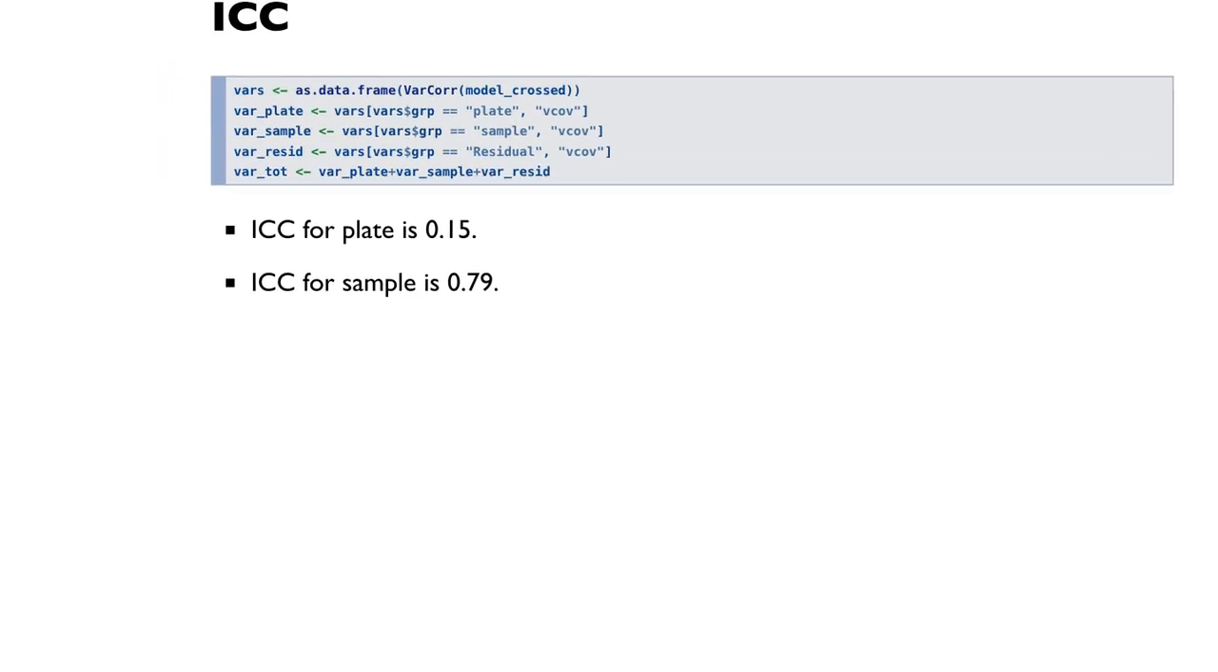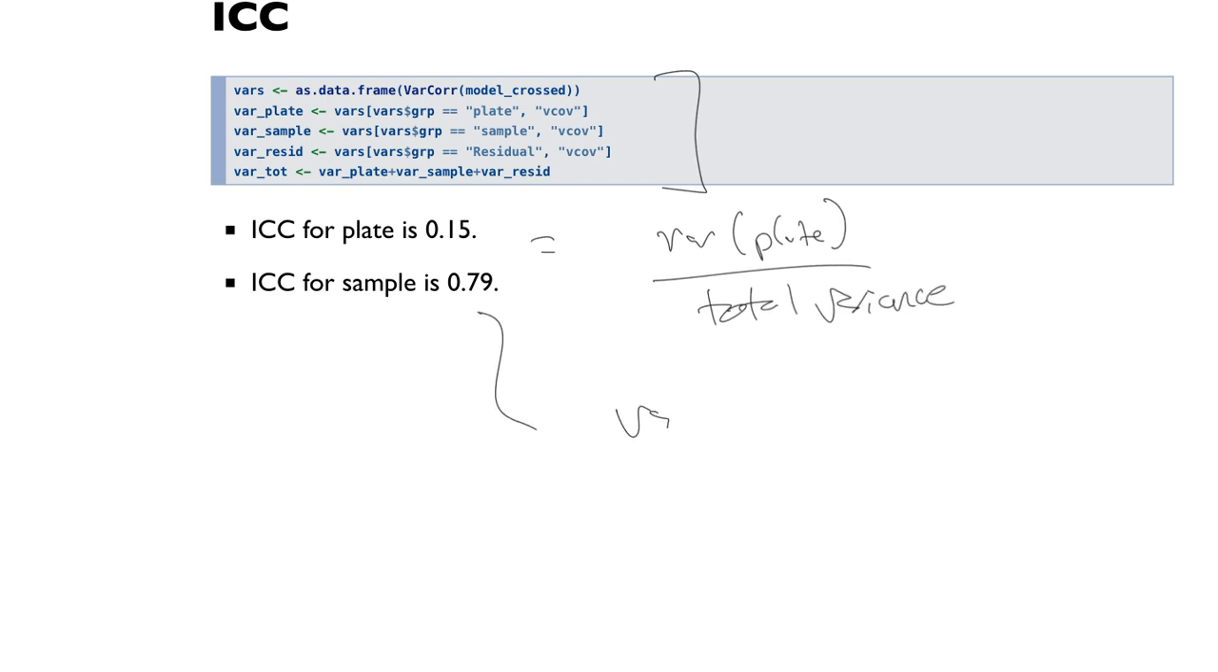So here's what I just did, the simple ICCs. Again, you get a different ICC for every factor. I get an ICC for plate. Again, this is the variance due to the plate over the total variance. And this is the variance due to the sample over the total variance, which is all three factors.